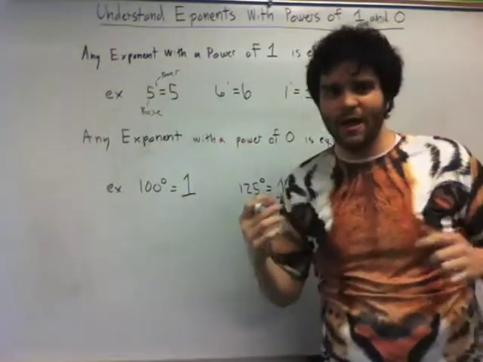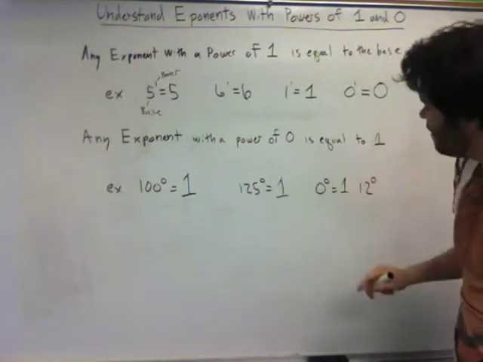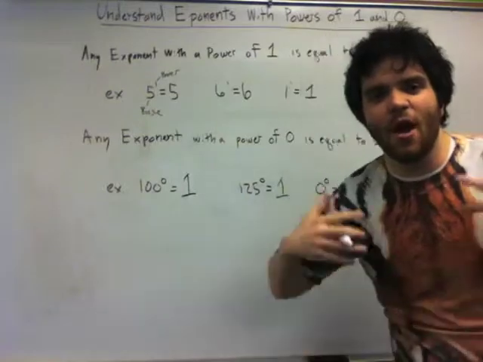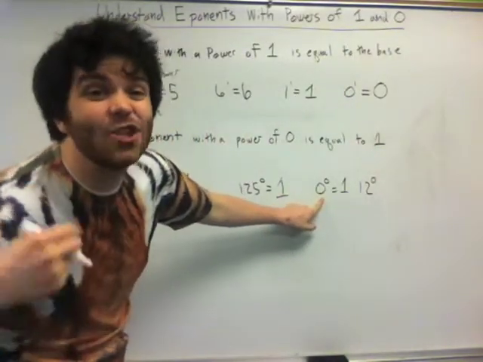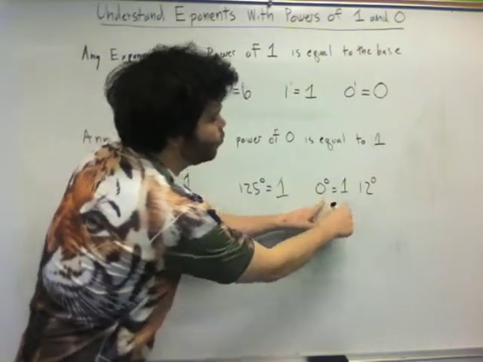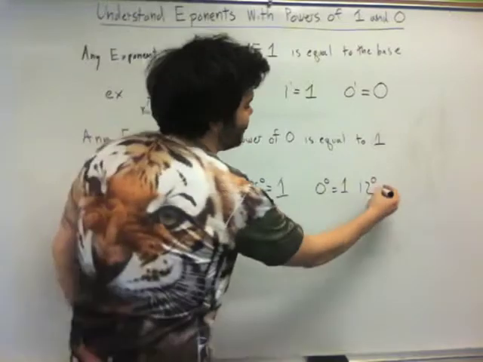0 to the 0, whoa, that's a weird one. 0 to the 0, well, that's actually going to be equal to 1. That's like 2 zeros. You've got to be thinking, wow, this guy has got to be equal to 0. It's actually not. It's actually equal to 1. Weird. 12 to the 0, well, that's pretty easy at this point.